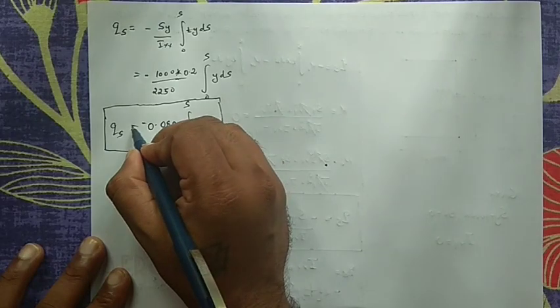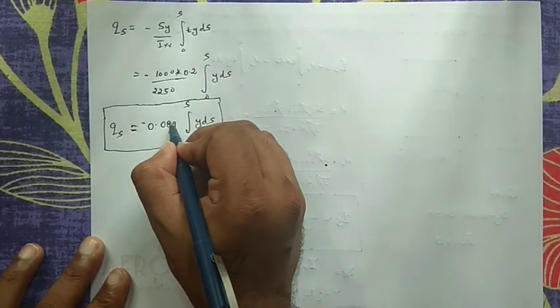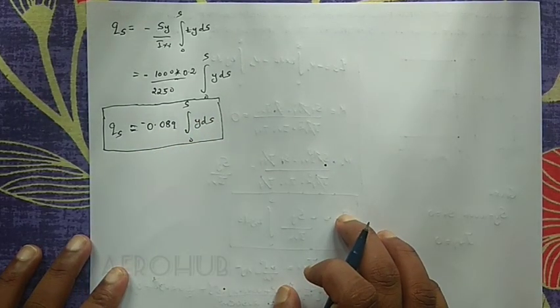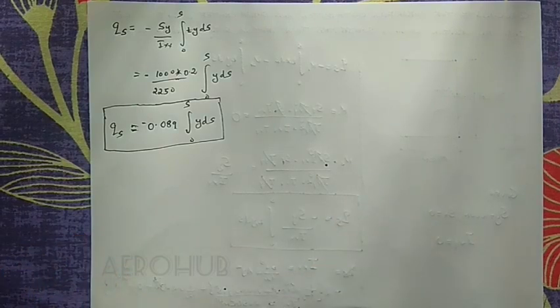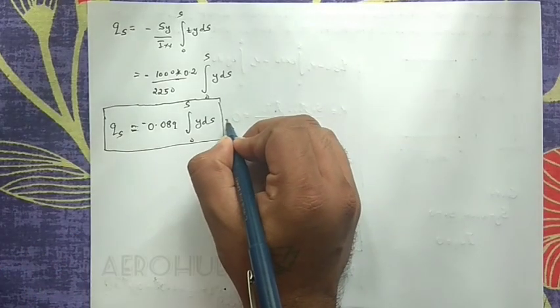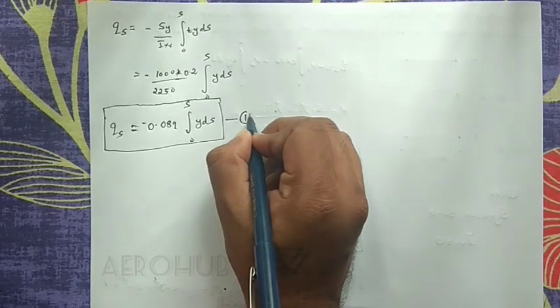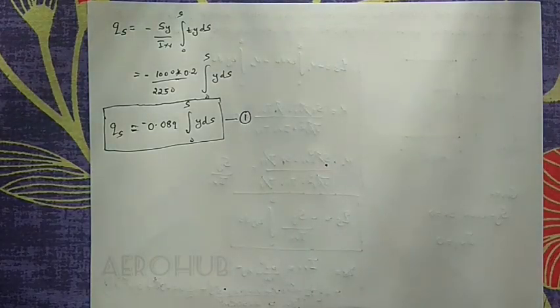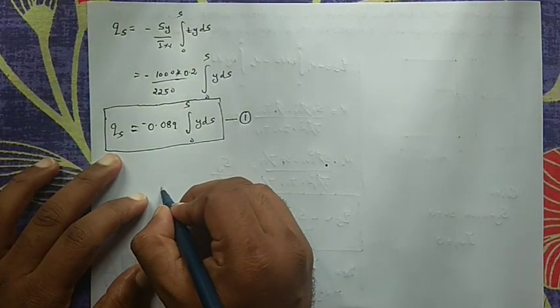Okay, so this is minus 0.089 integral 0 to S y ds. This is the value of shear flow equation for your entire section C channel. Okay, put as equation number 1. Now I will draw this channel section here.